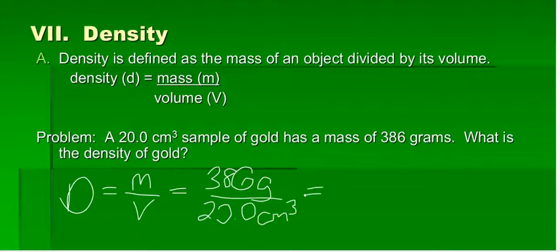I do need to pay attention to significant figures. We're dividing, so we're looking at sig figs. 386 has 3, 20.0 has 3. So my answer can only have 3 sig figs. So I round that off to 3 sig figs to get the density of 19.3 grams per centimeter cubed.